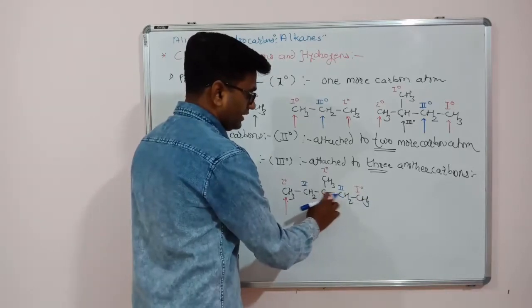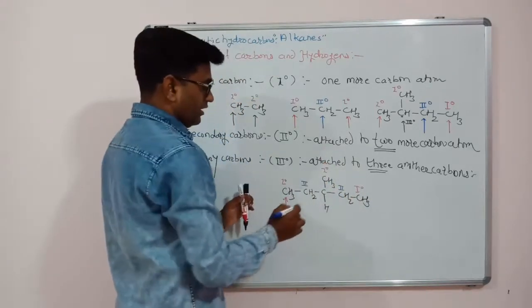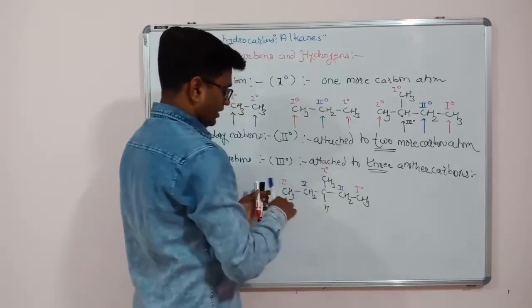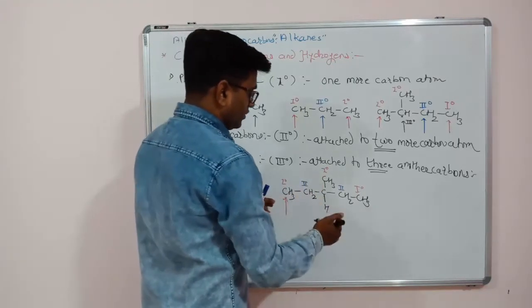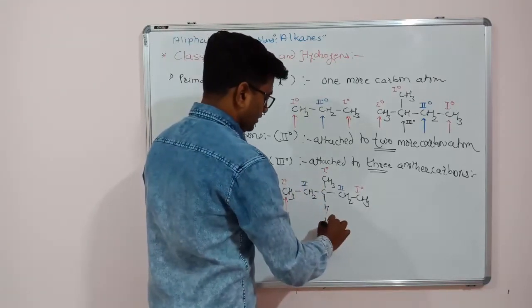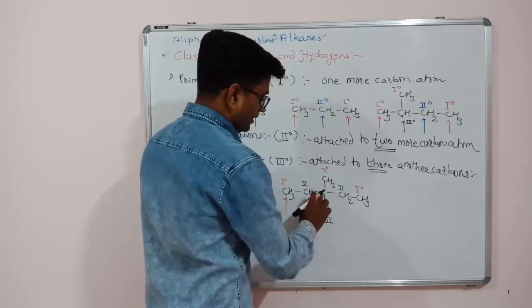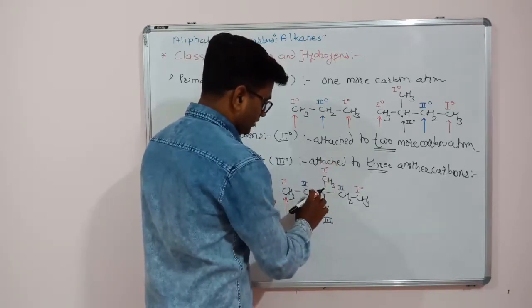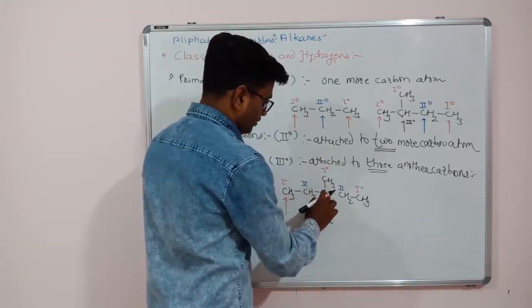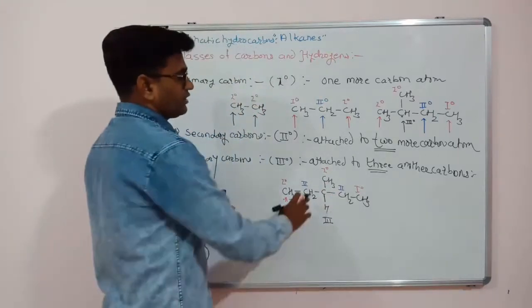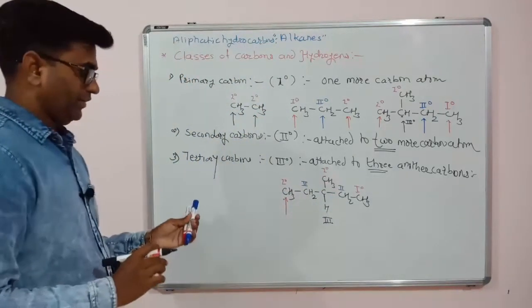Look at this carbon, it is attached to this one and to this one. Now see what we will call this carbon. This carbon is called a tertiary carbon because it is attached to three more carbon atoms, 1, 2 and 3. So this is called a tertiary carbon.